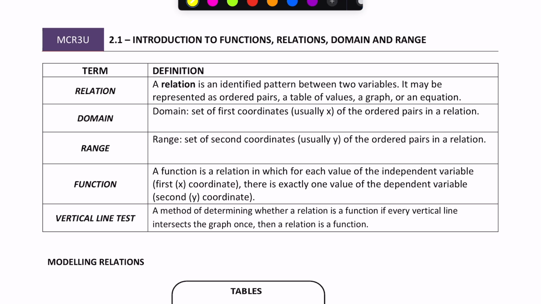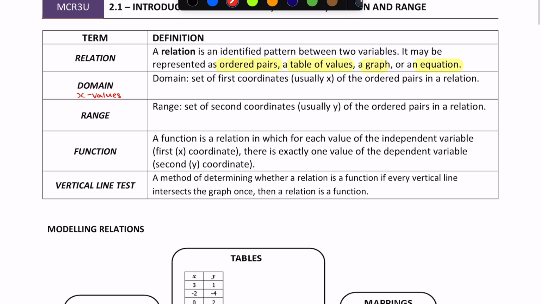When we think about a relation, it is an identified pattern between two variables. It may be represented as ordered pairs, a table of values, a graph, or an equation. When we think about domain, we often think about the x values. Domain is the set of the first coordinates, usually the x values, of the ordered pairs in a relation. When we think about the range, we often think about the y values. And the range is the set of second coordinates, usually the y values, of the ordered pairs in a relation.